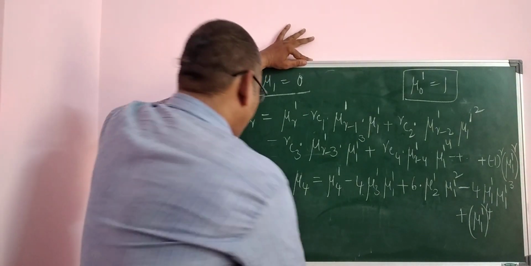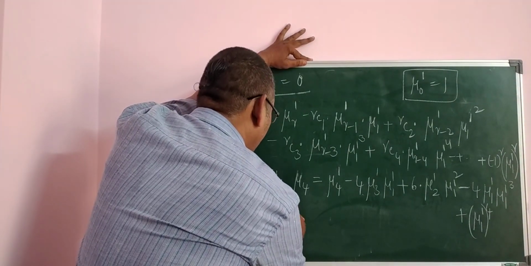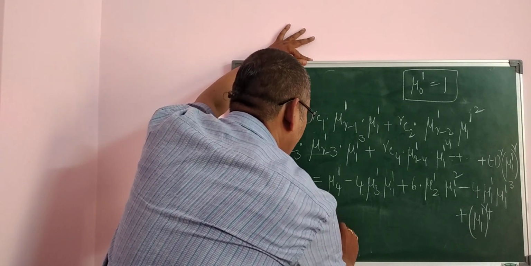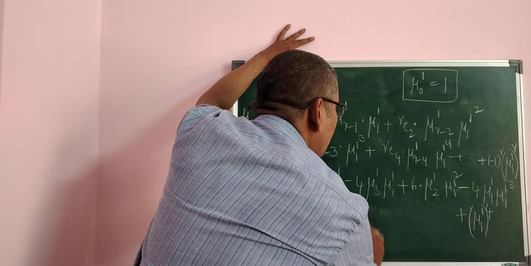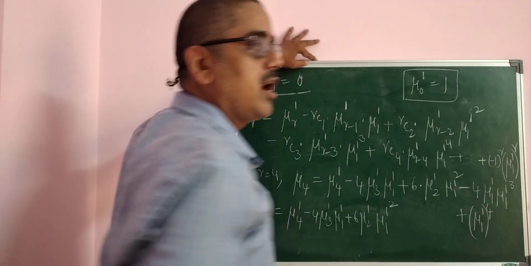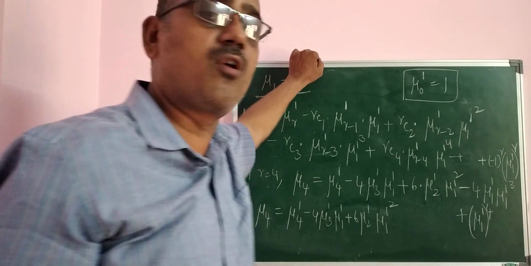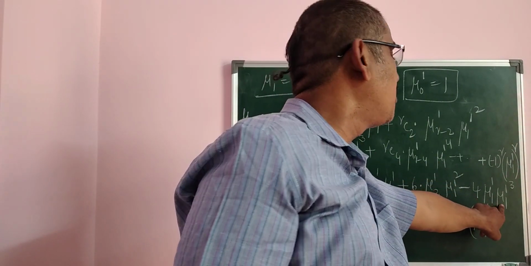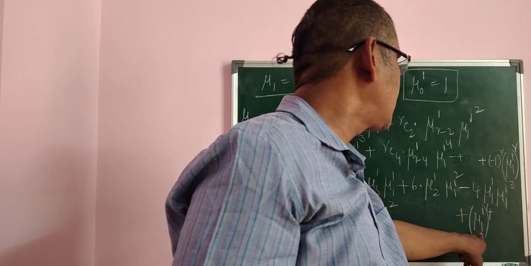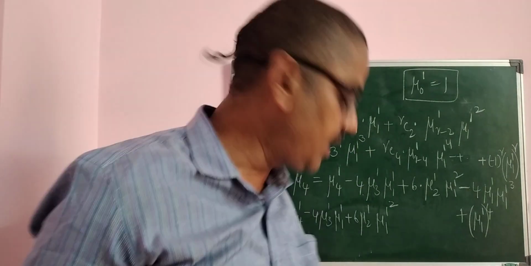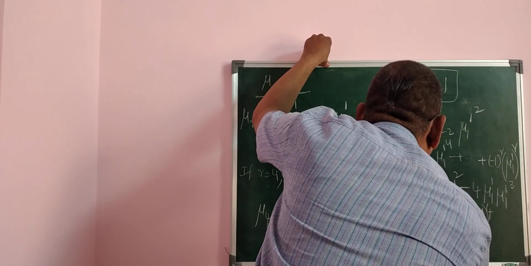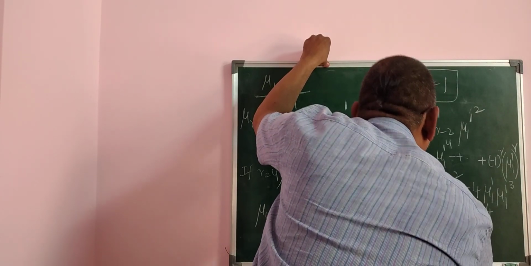Now, by simplifying the values, what you will get, mu 4 is equal to mu 4 dash minus 4 mu 3 dash mu 1 dash plus 6 mu 2 dash mu 1 dash square, and the last two terms are the same, power 4. This is mu 1 dash into mu 1 dash cube, mu 1 dash power 4, minus 4 mu 1 dash power 4 plus mu 1 dash power 4, that is minus 3 mu 1 dash power 4.